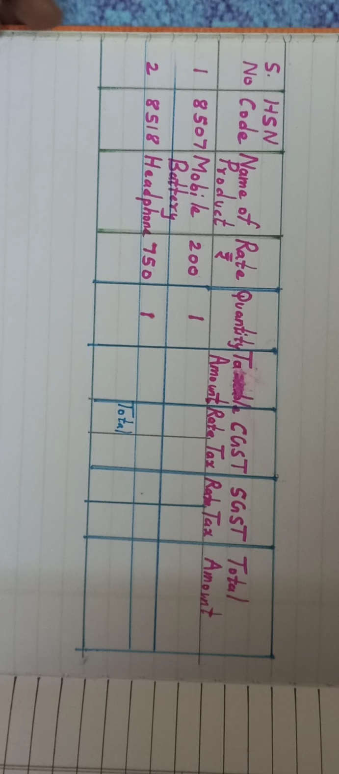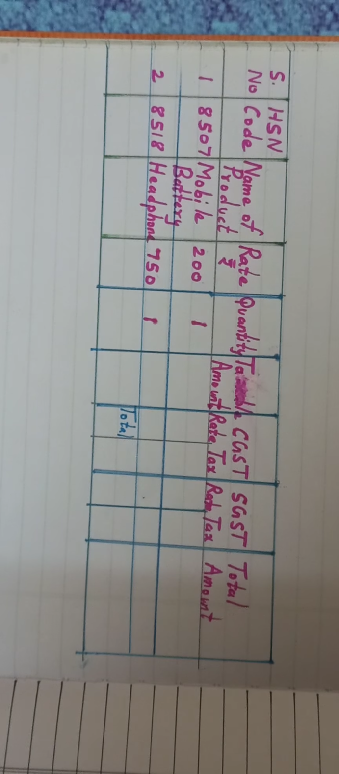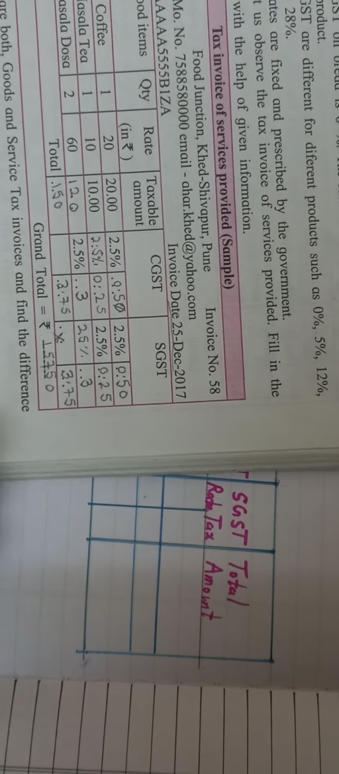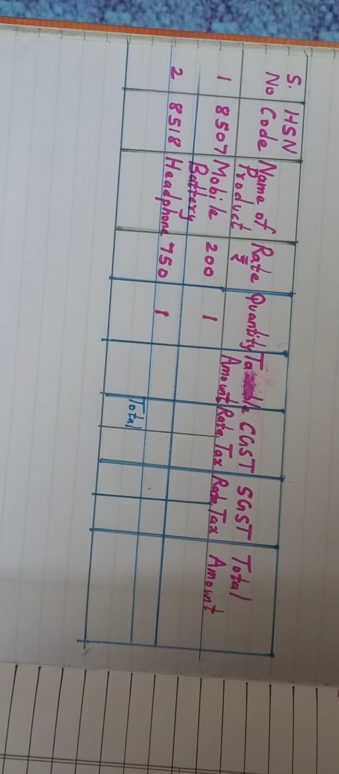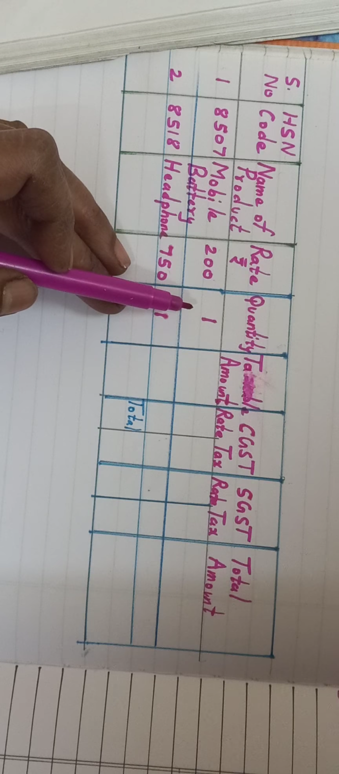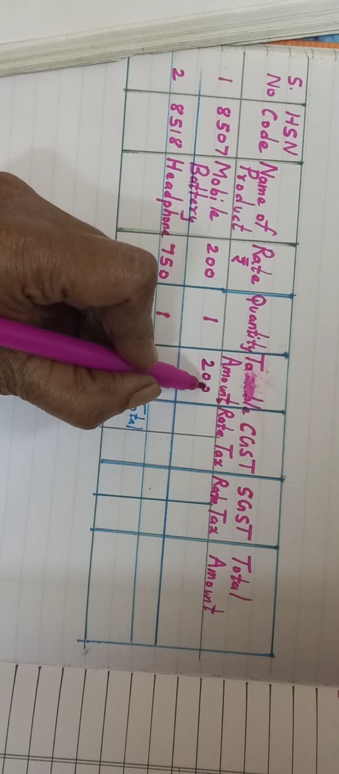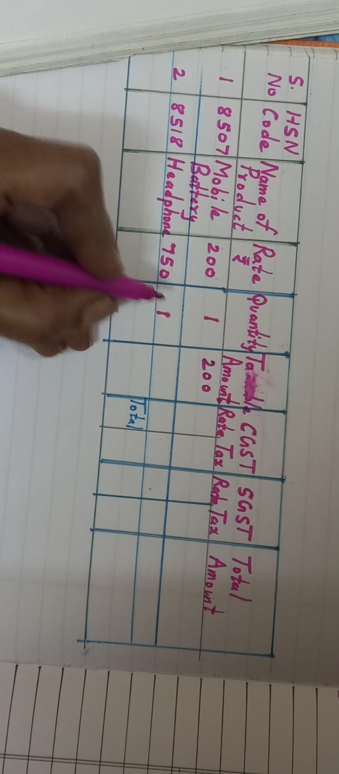Okay, now we will make this invoice. Now here, as I said, SN number, this is easy for you. HSN code given in the sum, and HSN code 8507, mobile battery, rate is 200, as I said, and quantity 1 piece. That piece, see, they had written, no? That is 1 piece. So here I have written. So taxable amount will be what? Now because the rate is 200 and only 1 piece is there, the taxable amount will remain the same. It will be 200, and for headphone it will be 750.